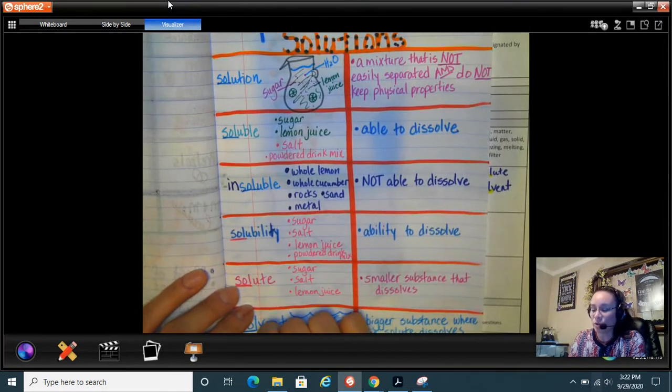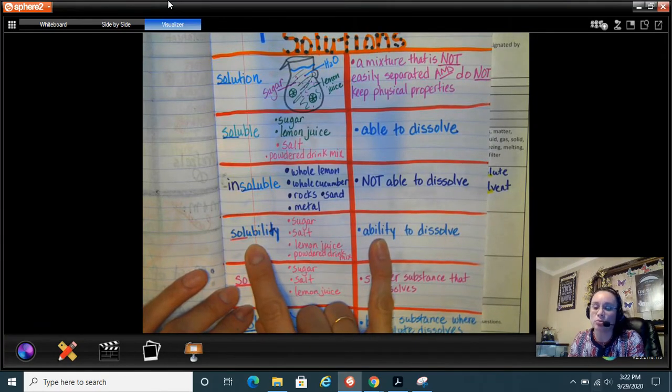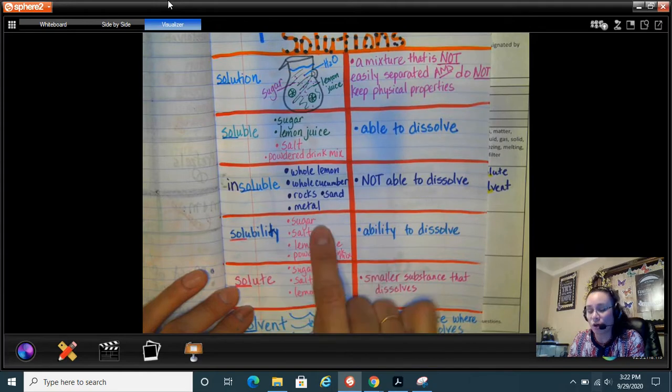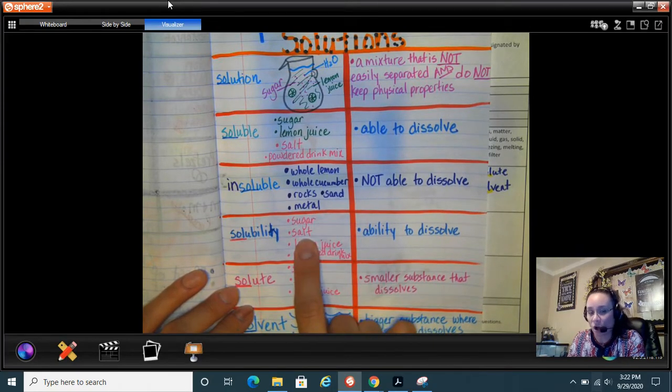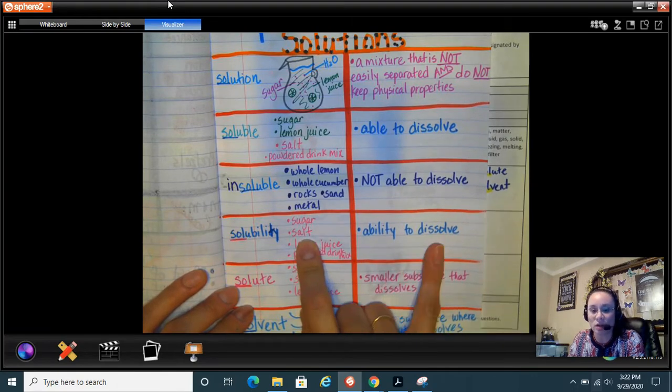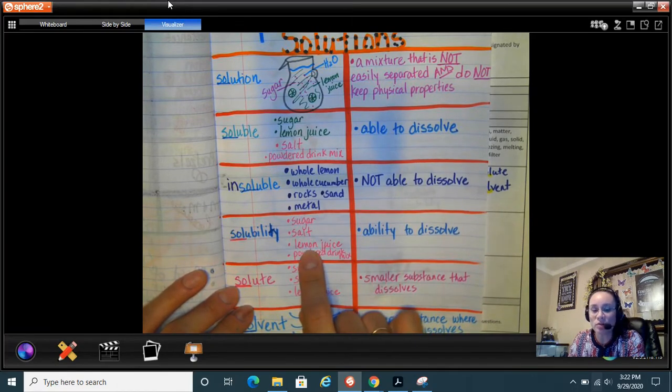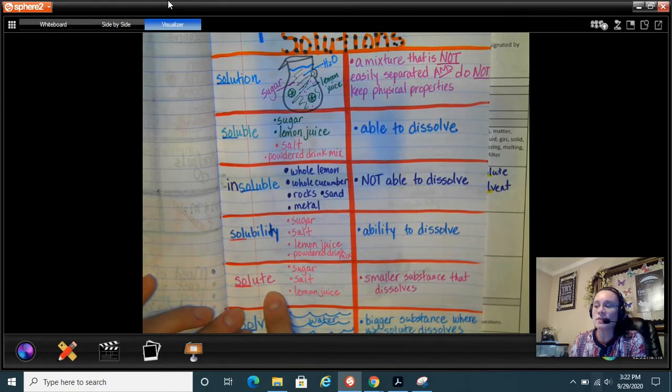Okay. The next word is solubility. If something has solubility, it has the ability to dissolve. So sugar has solubility because it does dissolve in water. Salt has solubility because it has the ability to dissolve. Lemon juice has solubility. Powdered drink mix has solubility. Okay. The next word is solute.